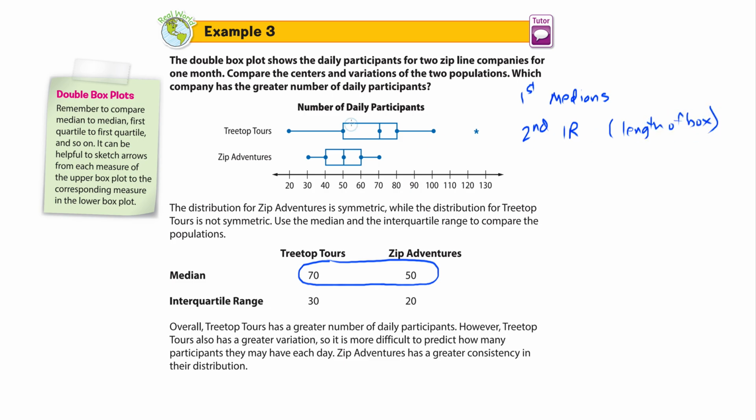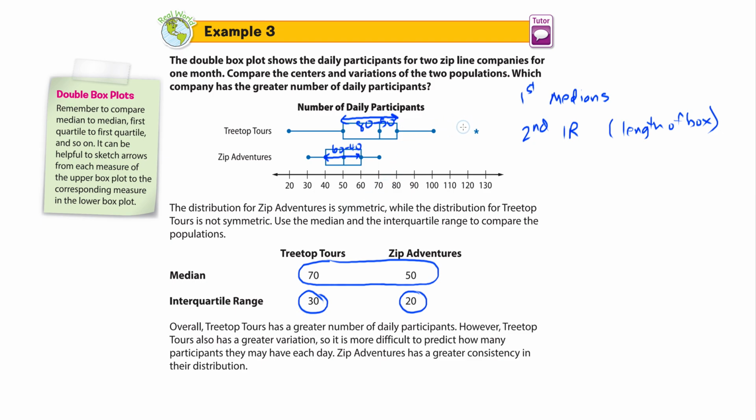Don't make that a complicated thing. This box is from 50 to 80, so this is 80 minus 50. The interquartile range is 30. For Zip Adventures, it's only 20 because, look, from 40 to 60 is 20. I would do 60 minus 40 to get that 20. So based off that, Treetop Tours is more spread out because the interquartile range is bigger.